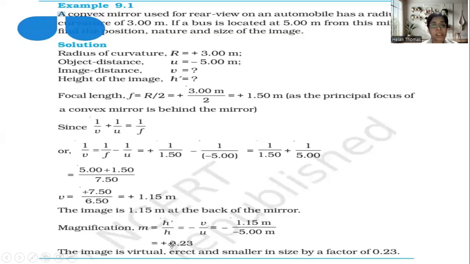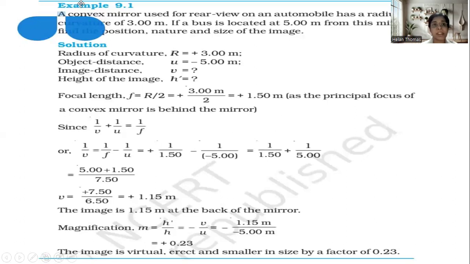So the positive sign shows that it is a virtual and direct image. Also, the modulus of the magnification is less than 1. So if m is plus 0.23, it is less than 1, which means the image is a smaller image and is formed at the back of the mirror. So the concluding statement will be: the image is 1.15 meter at the back of the mirror. It is virtual, erect, and smaller in size by a factor of 0.23.